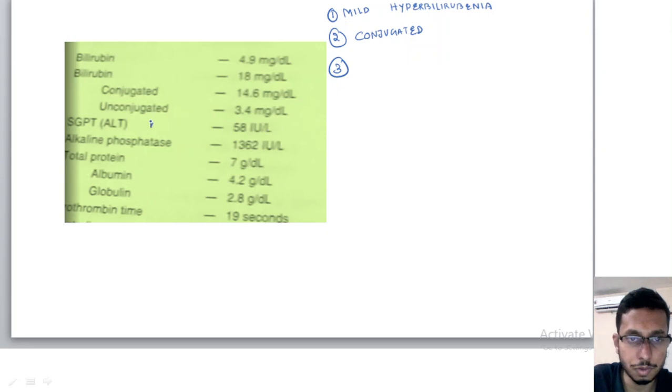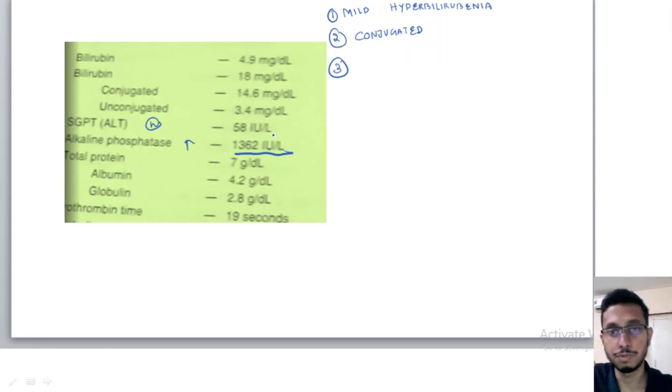Now SGPT is normal, ALP is raised. Look, this is markedly raised. Normal is 42 or 40, it is coming 1362, almost 10 times. So this is a cholestatic variety. Cholestatic variety. Alright.